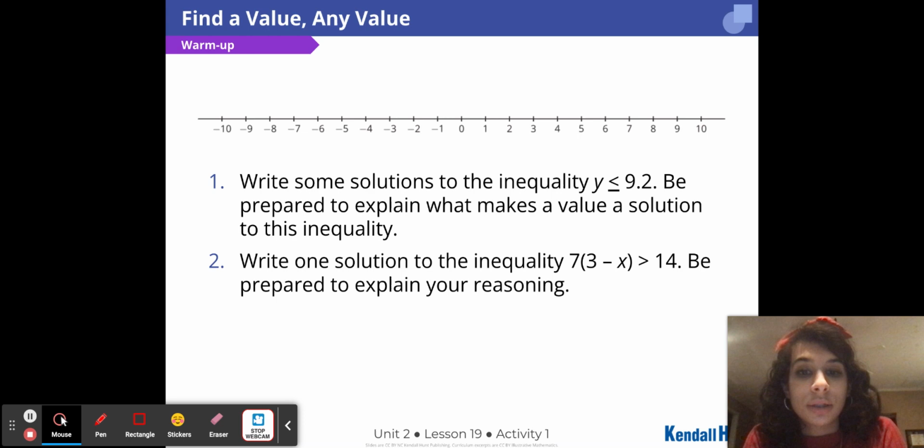For the second part, write one solution to the inequality 7 multiplied by (3 minus x) is greater than 14. Try a bunch of numbers. Give me at least one solution that is true for that inequality.